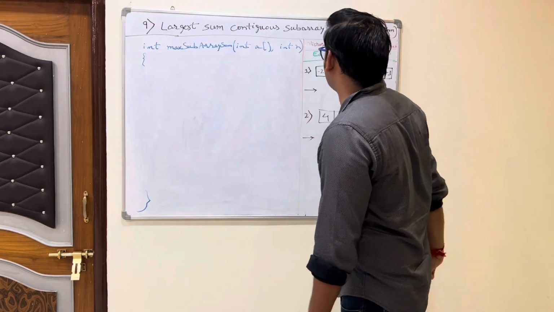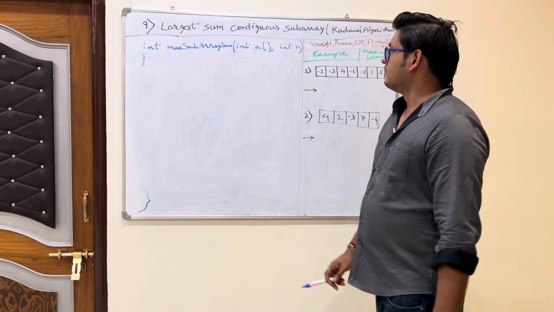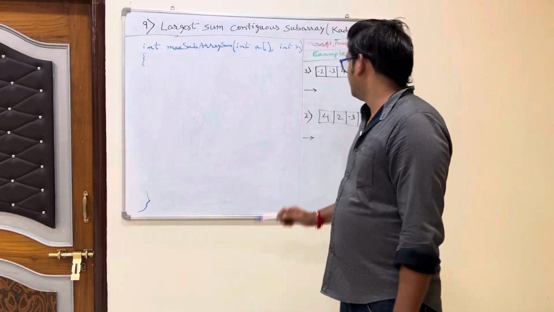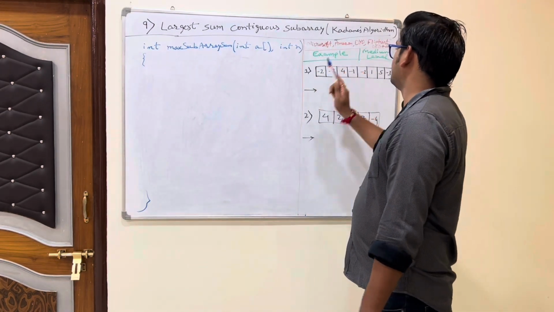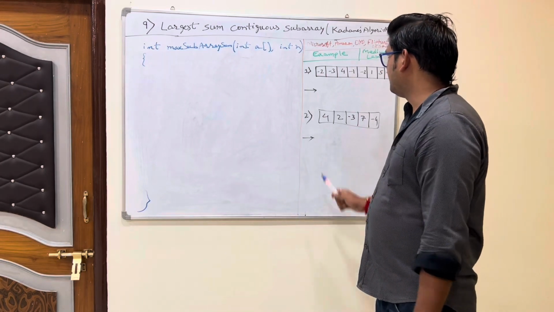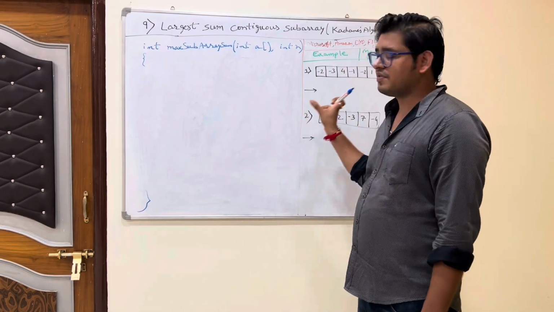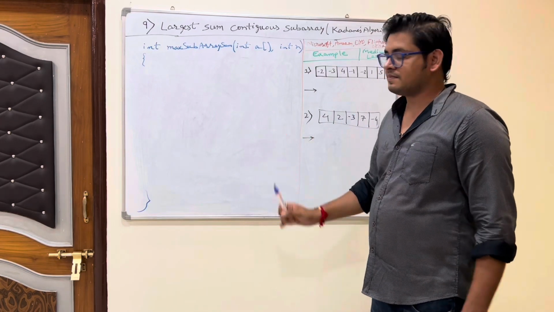Largest sum contiguous subarray, Kadane's algorithm. So we know what is a subarray. It is the contiguous elements of an array, and we need to return the largest sum of the subarray possible.